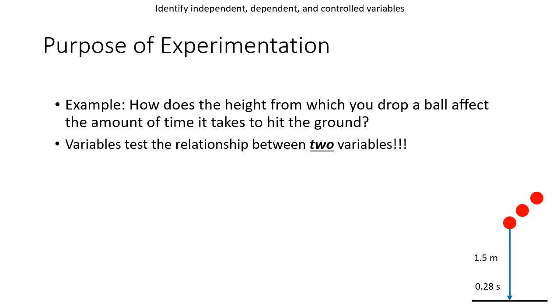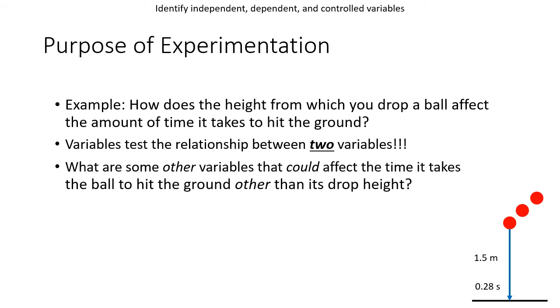And remember that experiments only test the relationship between two variables. I mistyped that there, folks. This first word should be experiments. I didn't catch that before I started recording. So experiments test the relationship between only two variables. In this case, our variables are drop height and fall time. So I want you to consider this question. What would be some other variables other than the drop height that could affect the time it takes for the ball to hit the ground?